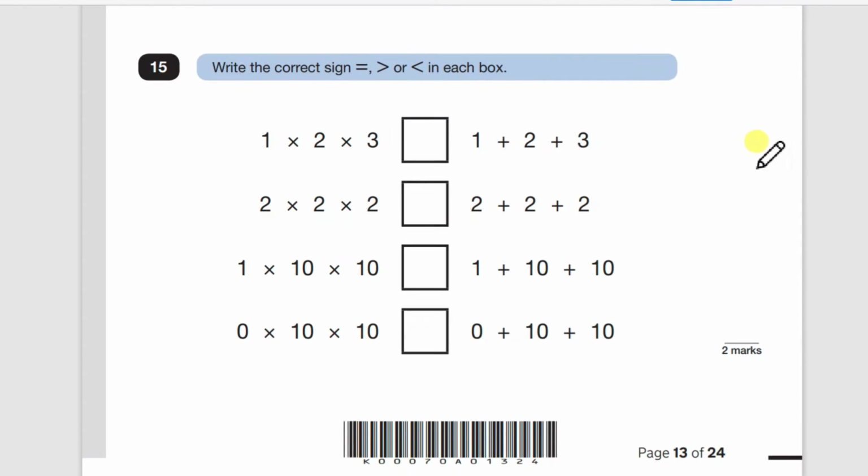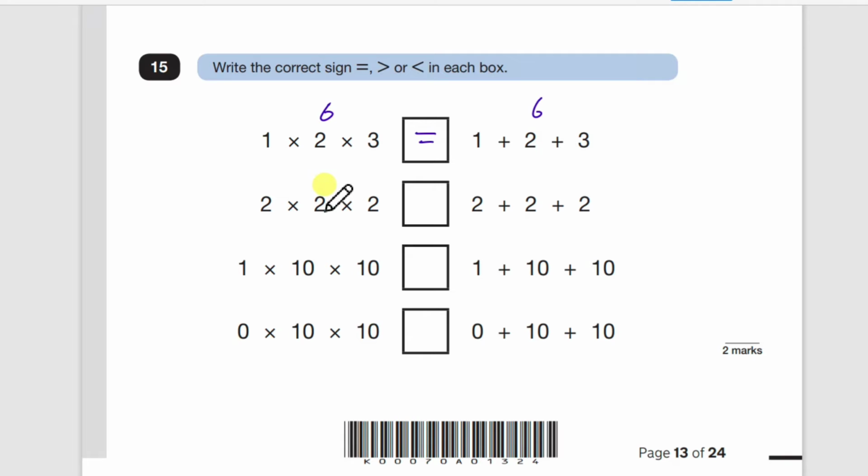15 now. Write the correct sign, equals, greater than, or less than in each box. So what we do is best to sometimes work out before we do it. But let's try this out. 1 times 2 is 2. 2 times 3 is 6. So this equals 6. 1 plus 2 is 3. Add 3 is another 6. So they're equal. Next one.